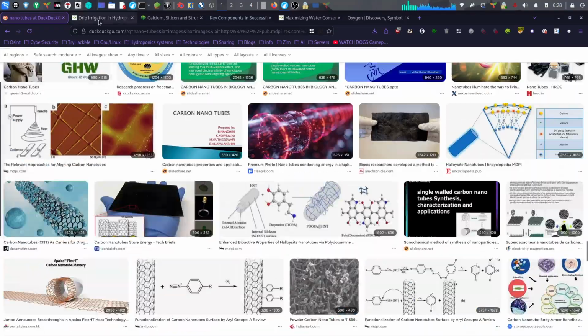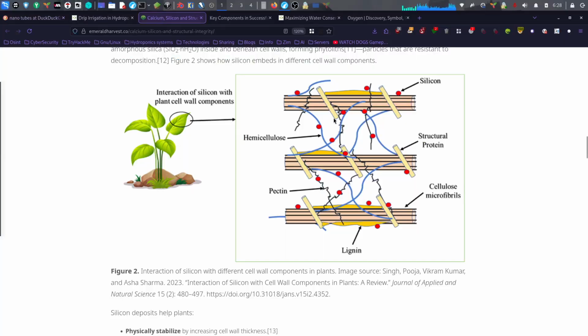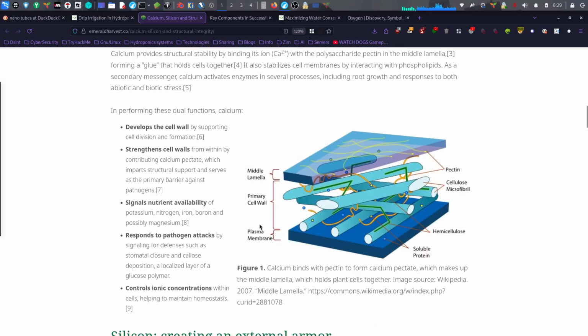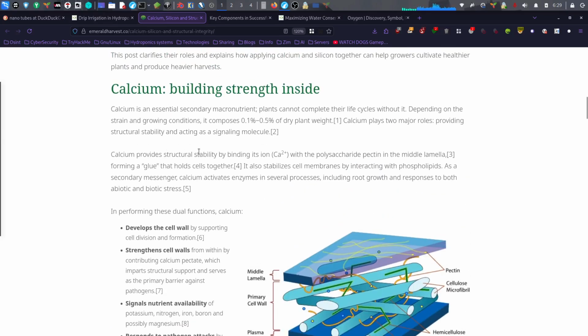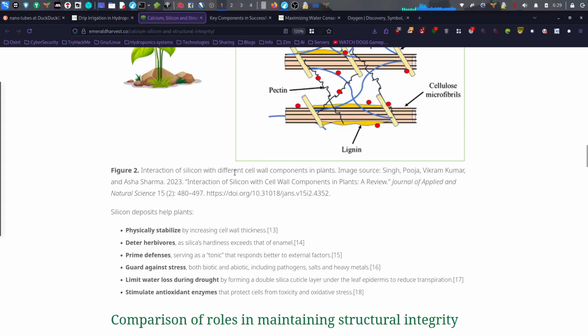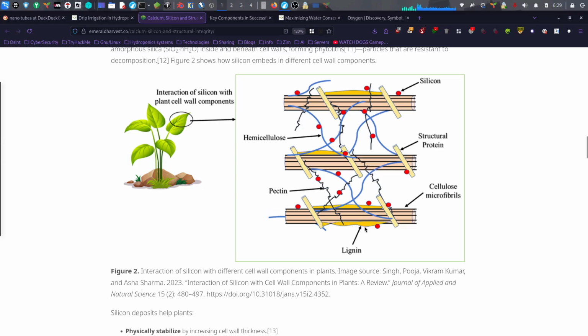Okay, continue reading the article. Interaction of silicon with different cell wall components in plants. Calcium. Calcium provides structural stability. I don't know what this means. Interaction of silicon with different cell wall components in plants. Okay, we see this.